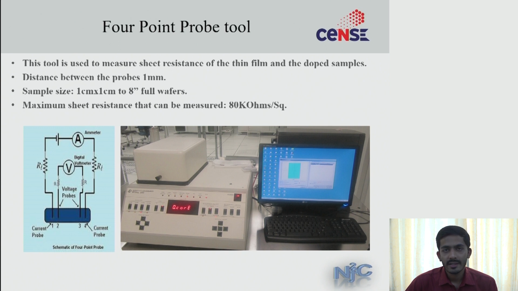You get the sheet resistance from this tool, then by using the thickness you can calculate the resistivity of your thin film. Below is a representation of how this tool works. You have 4 probes which are collinear in nature, and the distance between each probe is around 1 mm. We supply current at the outer probes and we measure the voltage on the inner probes, and this is how you get the sheet resistance value.